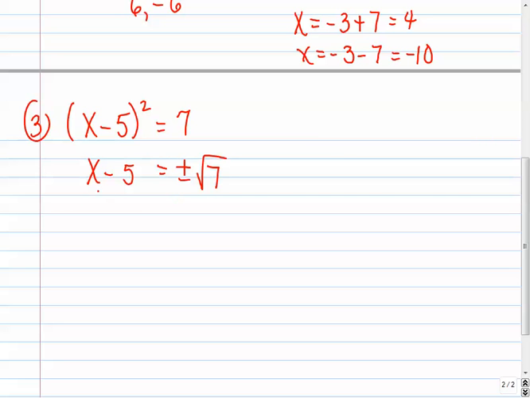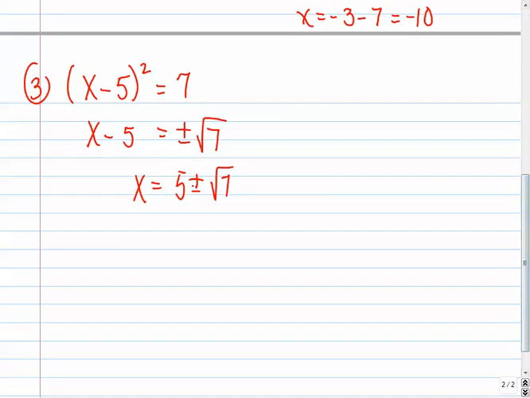So to finish solving this, we're going to add 5, bring the 5 over, get x equals 5 plus and minus square root of 7. Now we cannot actually add 5 to the square root of 7 or subtract the square root of 7 from 5, but I have to write my two answers: 5 plus the square root of 7, and then comma, 5 minus the square root of 7.